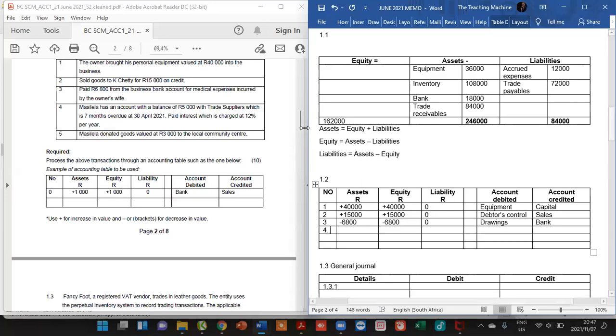Okay, who is Masilela? The name of the business. So this business has an account with another supplier, and this account is overdue by 7 months. And the supplier charges an interest of 12%. How do we work out the interest expense? How do we work out the interest that is charged by the supplier? So this is what we need to do, students. We're going to say 5,000 multiplied by 7 months, divide by the total number of months, multiply by 12%.